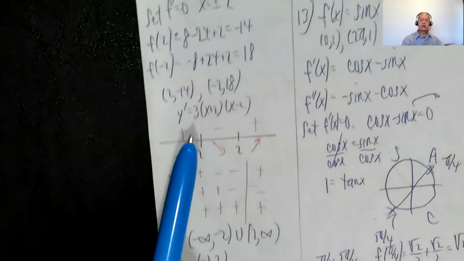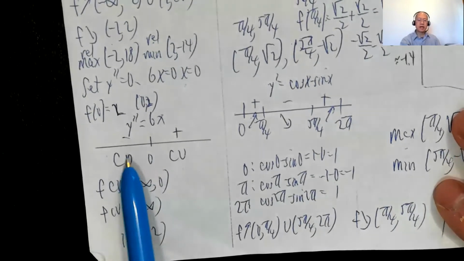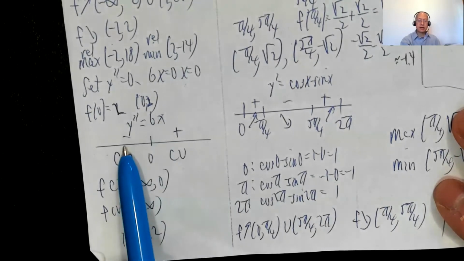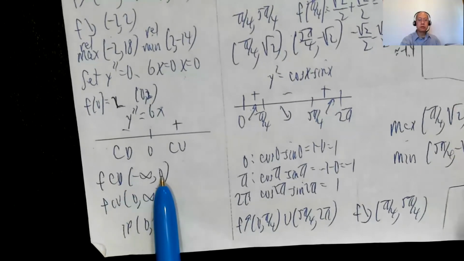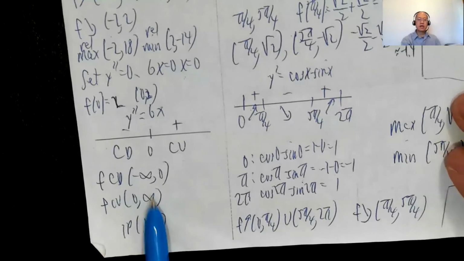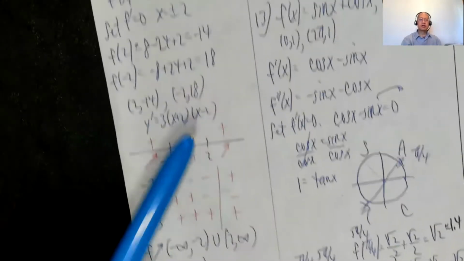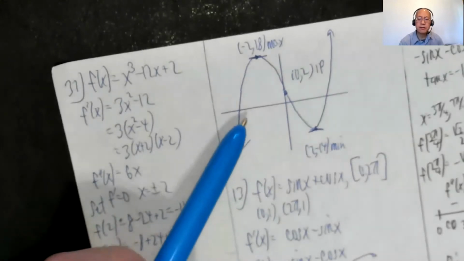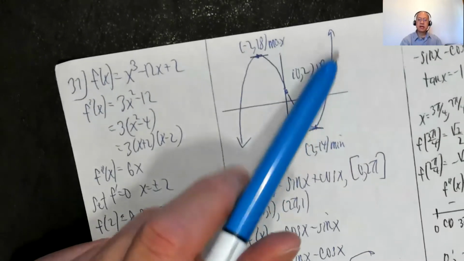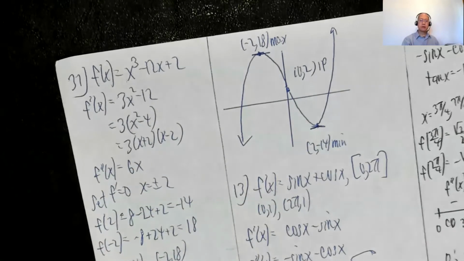Set y double prime equal to 0. 6x equals 0, which means x equals 0. Very easy sign chart. You plug in a negative, you get a negative; plug in a positive, you get a positive. So the function is concave down from -infinity to 0, and concave up from 0 to infinity. So (0, 2) is an inflection point; I plugged 0 back into the original. So here's my graph: increasing, decreasing, increasing, maximum, minimum, inflection point.